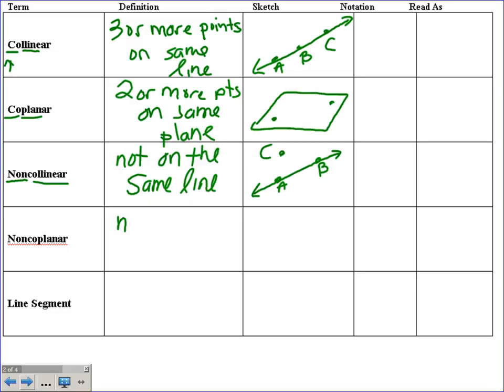Non-coplanar, what do you think? Not on the same plane. So, like, you take the plane to New York, someone takes the plane to LA. Not on the same plane. That was a joke.